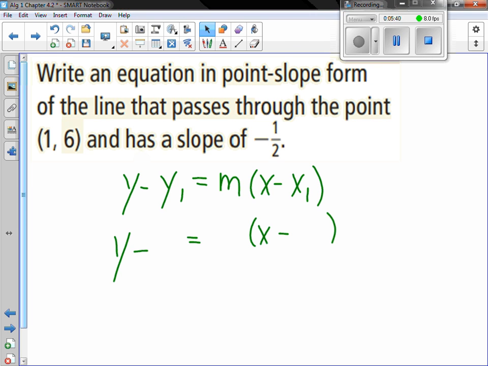Now, what is our value for slope? What's the slope? They told us it is negative 1/2. Well, where is slope in this equation? It is our m. m is always going to stand for slope. So we're going to replace m with negative 1/2.